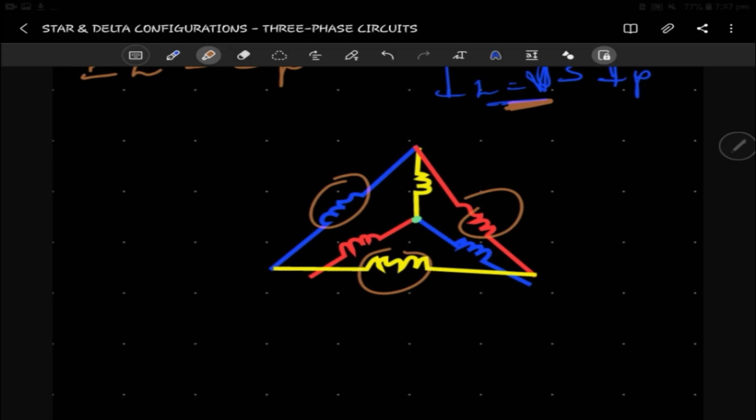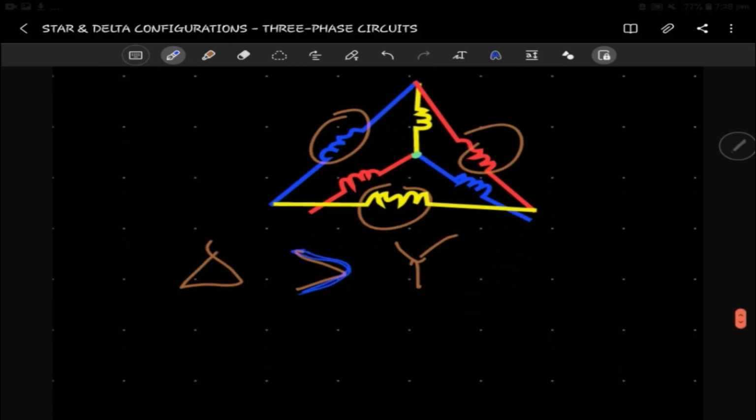So clearly you can see that the delta configuration, because it's outside, is bigger than that of the star, right? Just keep this relationship in mind. So if you have a balanced system and you're trying to change from delta to star, or star to delta, just keep in mind that the delta is bigger than the star, right?